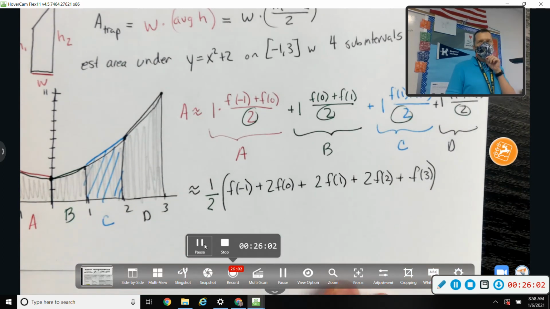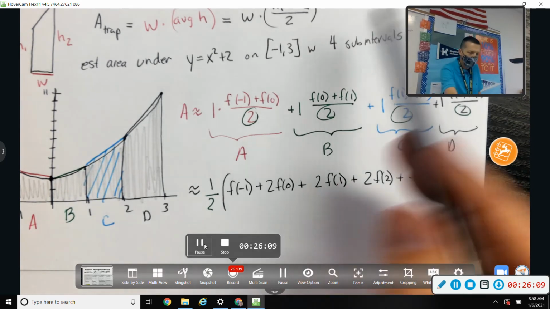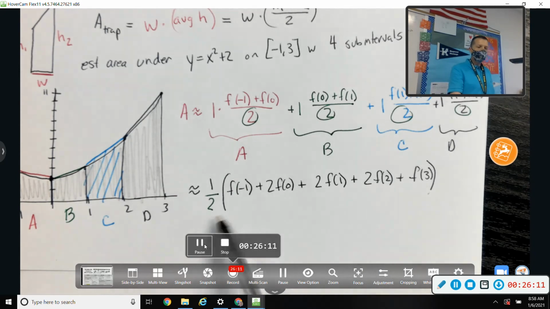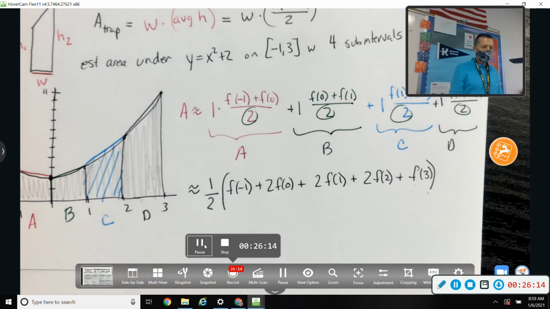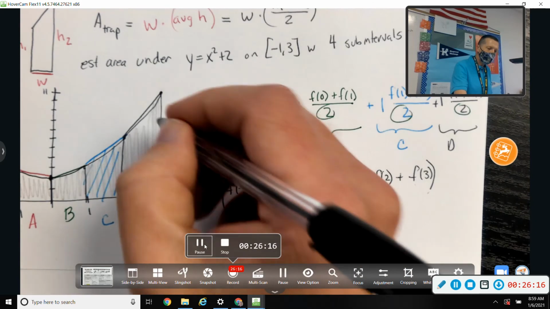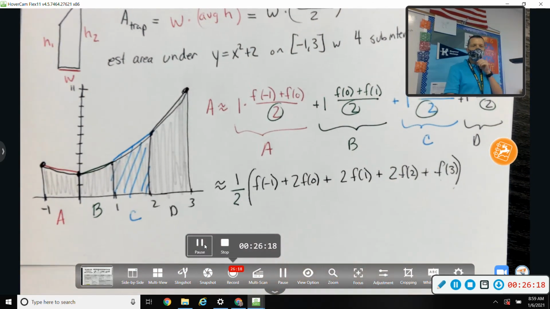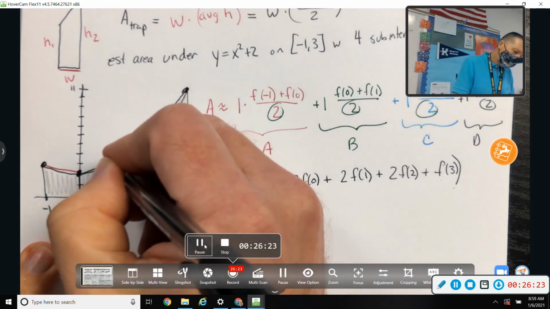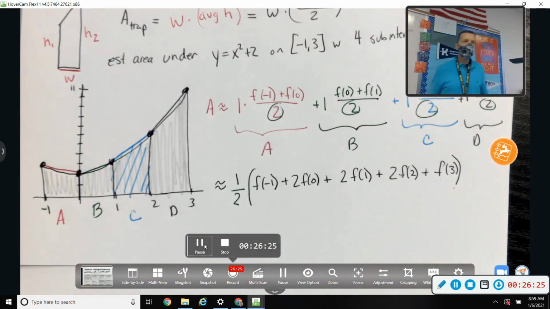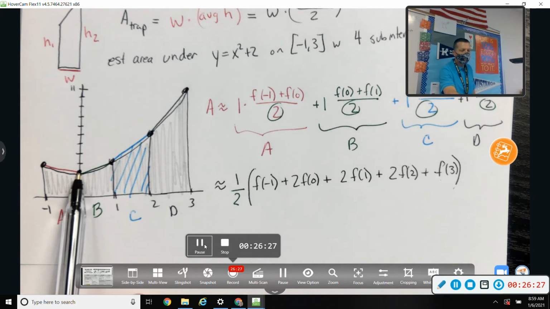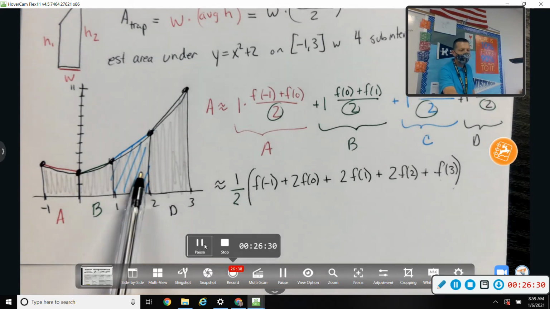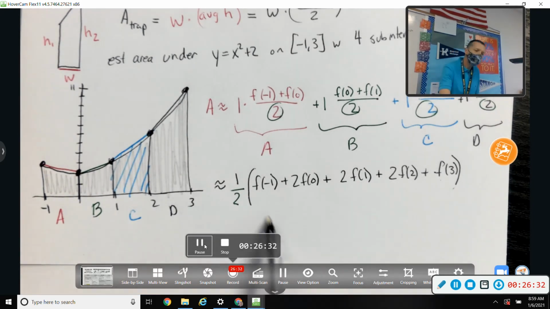This is sort of how books always jump to this when they do the trapezoid rule. And unless you understand where it came from, you're like, well, why are there 2 of some of them and only 1 of the endpoints? Well, it's because those endpoints, their height was only used once. They're only in one trapezoid. All the other heights are part of 2 trapezoids, right? The interior heights belong to trapezoid A and B, or B and C, or C and D. So the interior heights get used twice, the end heights only get used once.